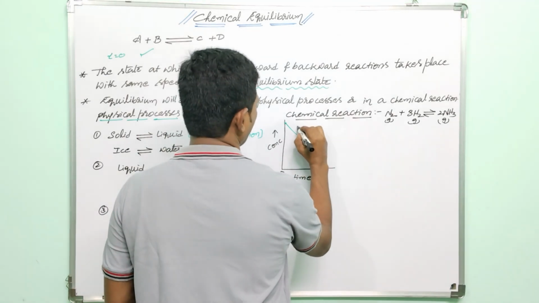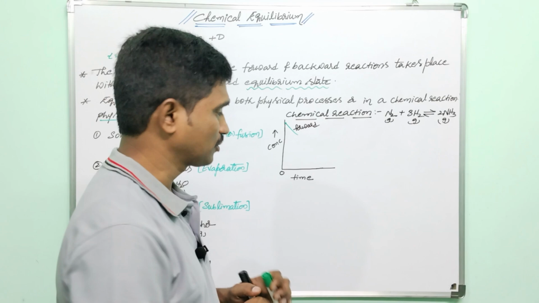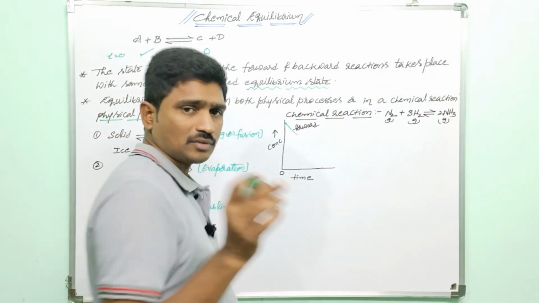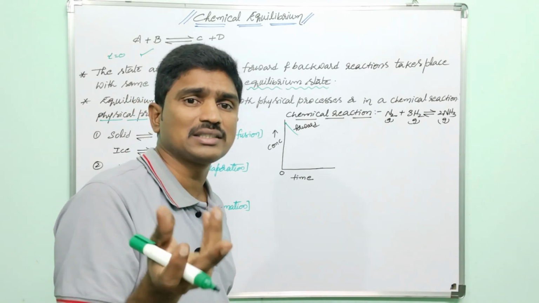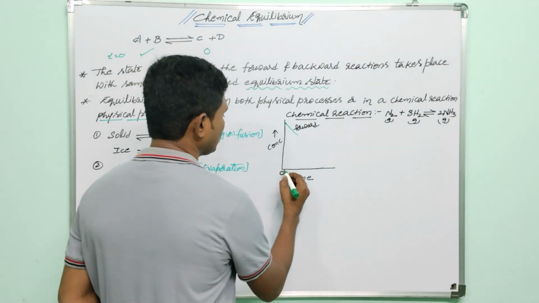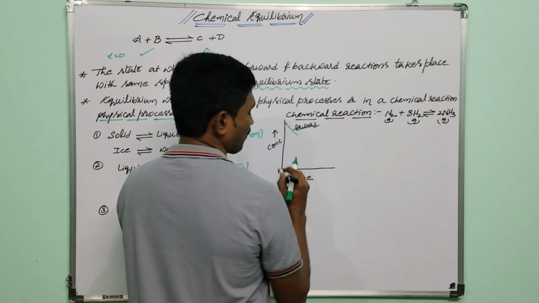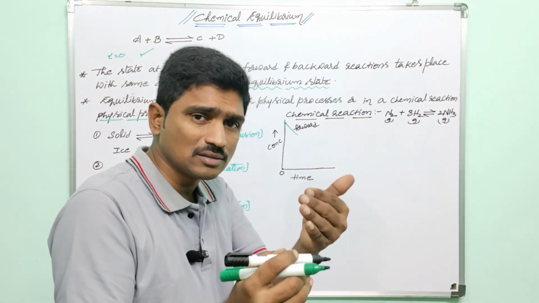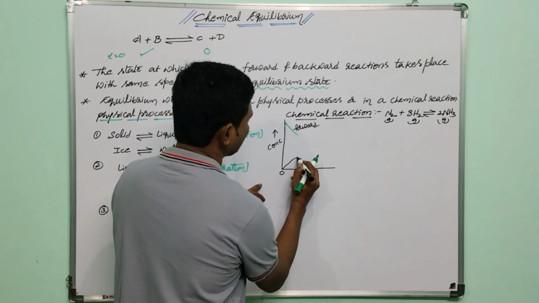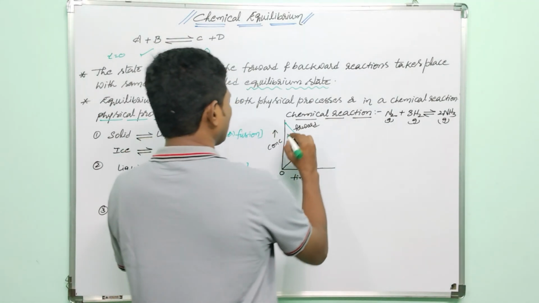So this is for the forward reaction. Similarly, initially there are no products, right? Because the reaction just starts. No product is formed yet. So at time t equal to 0, the product concentration is 0. But as the time progresses, slowly product starts forming, nothing but their concentration increases.